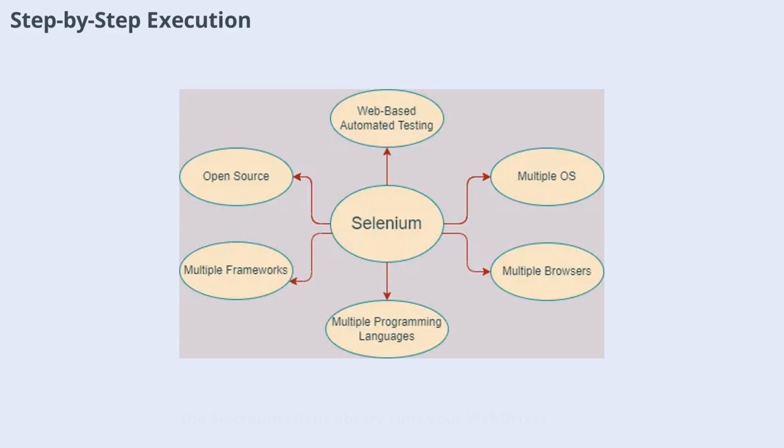First, the Selenium client library runs your WebDriver commands and converts them into JSON format. These commands are sent as HTTP requests to the browser driver. The driver's HTTP server receives the requests and performs the actions in the browser. After the actions are completed, the results are sent back through the driver and JSON wire protocol to your client library, where you see the outcome in your IDE.